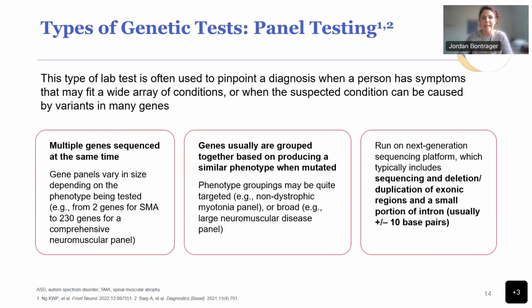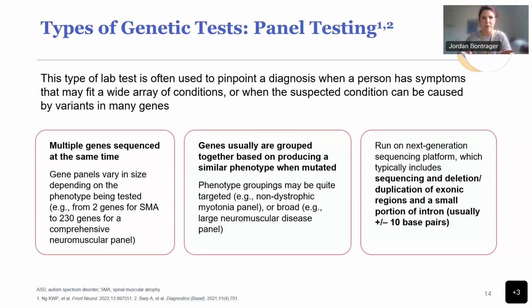And then panel testing is most likely the type of testing that you're doing on a day-to-day basis in your clinics. This test looks at 2 or more genes at the same time and is ordered when a patient has symptoms that either don't cleanly fit into a single condition or when a particular genetic condition can be caused by many different genes. Panel size can vary significantly from as small as 2 genes for something like a spinal muscular atrophy panel to over 200 to 300 genes for a large neuromuscular panel.